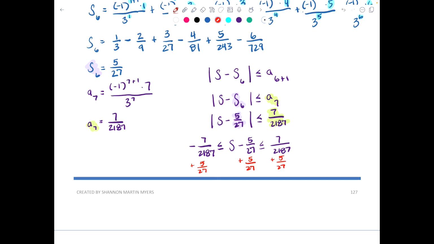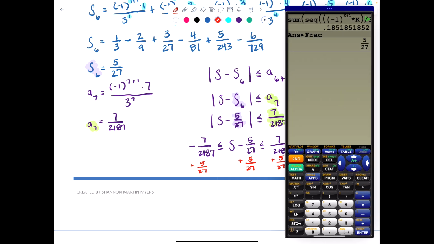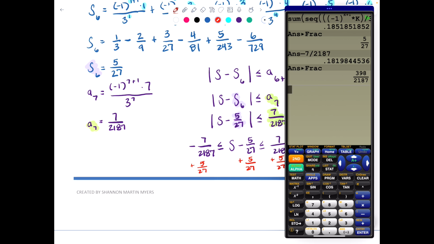we will get, let's grab the calculator. So we have 5/27, and I'm going to say minus 7 over 2187. And then I'm going to get that as a fraction again. Oops. Going to math, fraction, enter. So that's 398 over 2187.